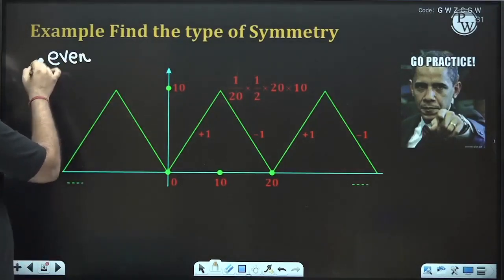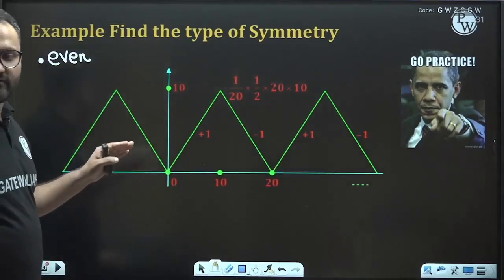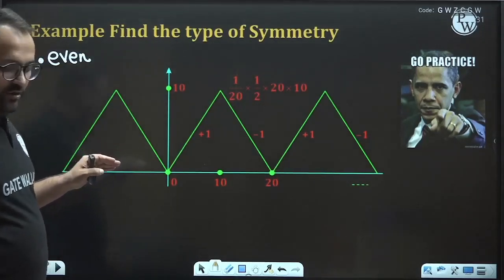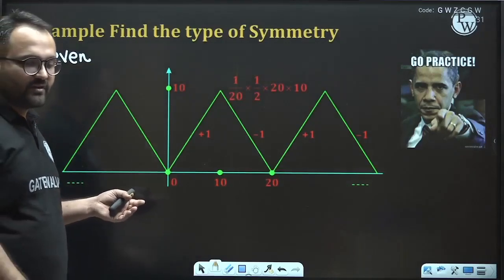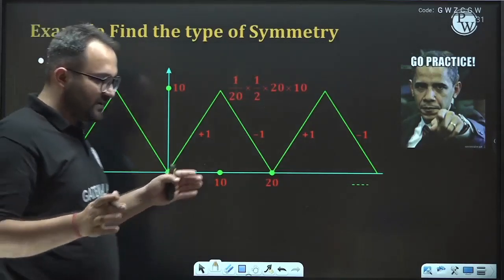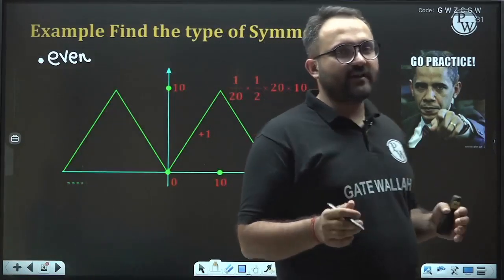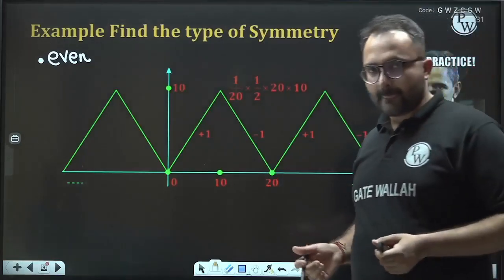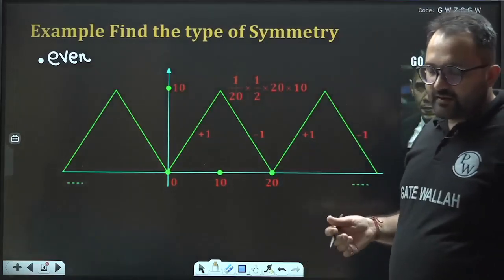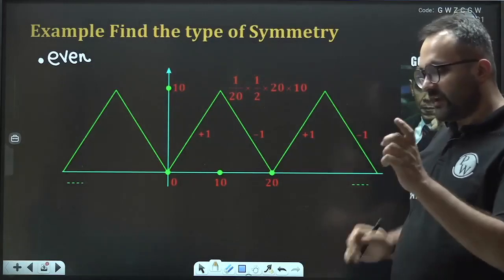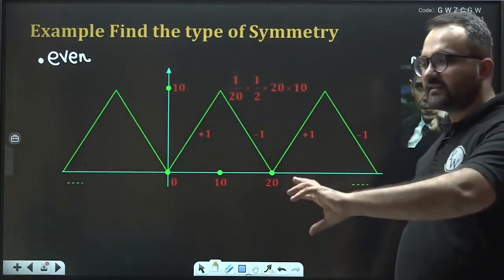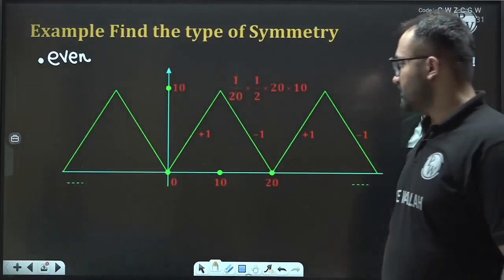But obviously we can see that this signal does not have half wave symmetry, because this is always positive. For half wave symmetry, it is very important that for half the time period it is positive, and for the next half time period it is negative. But here it is always positive.